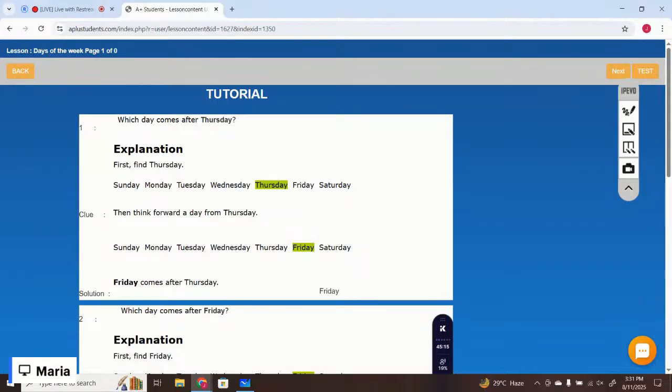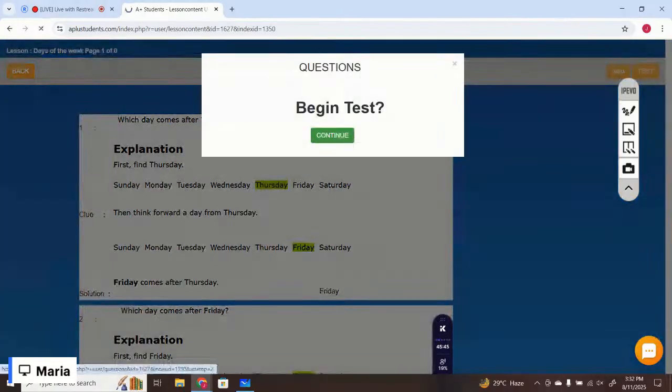Which day comes after Thursday? So there are 7 days in a week. They are Sunday, Monday, Tuesday, Wednesday, Thursday, Friday, and Saturday. So after Thursday, it is Friday. Let's just start with the test questions.